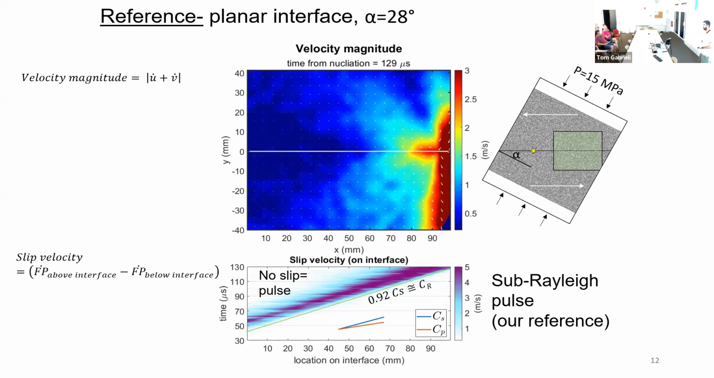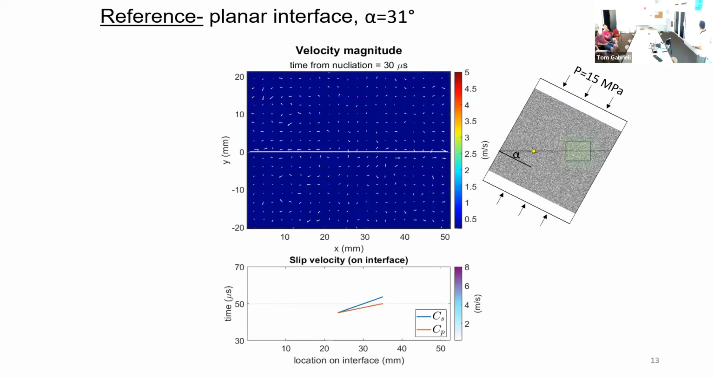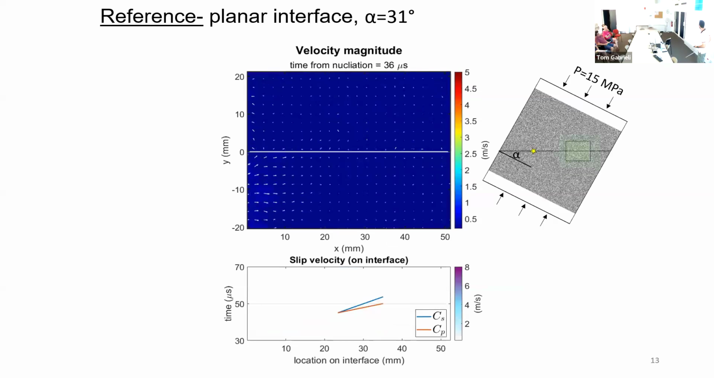And this will be a reference for the band experiments because we believe that large earthquakes mostly propagate as sub-Rayleigh pulses. But mostly, like we said, it's a complex rupture, but this is a reference. But before I talk about bands, I'll show another experiment of a planar interface with higher alpha, so higher shear to normal stress ratio. In this case, also the field of view that we image is smaller, so the camera is closer to the specimen. And now we'll see how it looks.